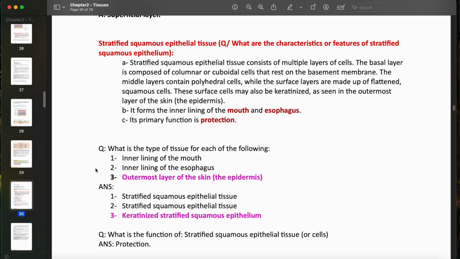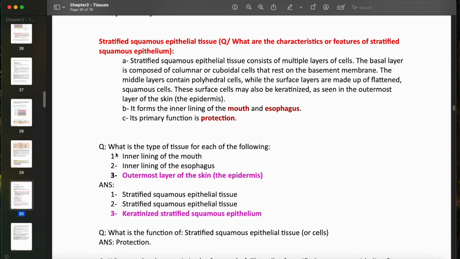Question: what is the type of tissue for each of the following? Inner lining of the mouth, inner lining of the esophagus, and outermost layer of the skin, the epidermis. For the first two, it's basically stratified squamous epithelial tissue. And being specific, the outermost layer of the skin, or the epidermis, is the keratinized stratified squamous epithelium. So it's filled with keratin.